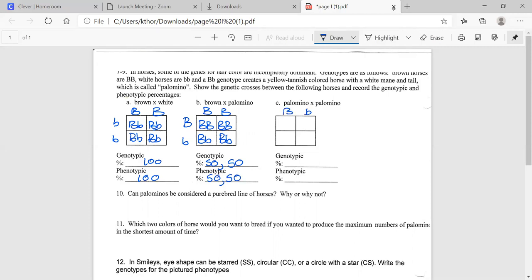And if we have palomino and palomino, so we have 25% homozygous dominant, 50% heterozygous, and 25% homozygous recessive. So we have 25, 50, 25. For phenotype, 25% brown, 50% palomino, 25% white. Can palominos be considered a purebred line of horses? No. They are heterozygous. That's not pure.